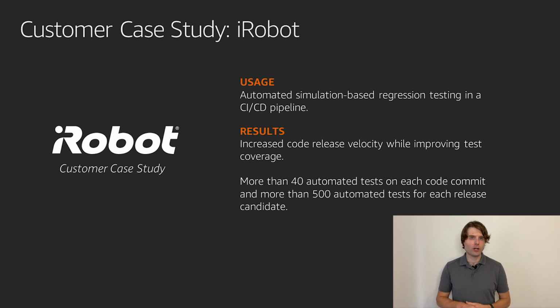Using RoboMaker for regression testing, iRobot has improved test coverage and can now run more than 40 automated tests for each code commit and 500 automated tests for every release candidate. This reduces the number of software defects and increases our code release velocity.